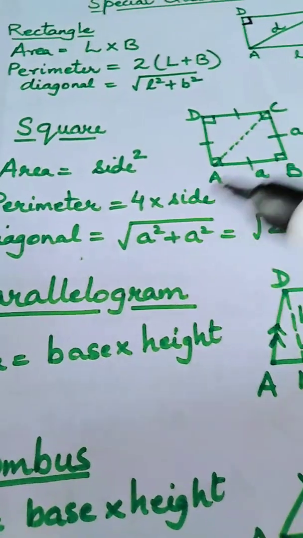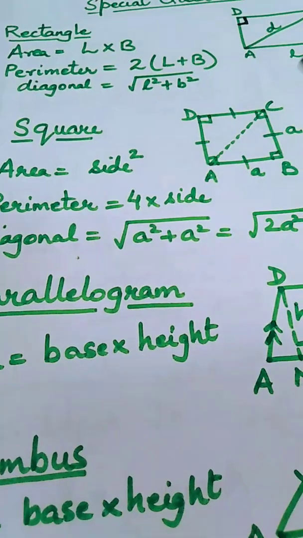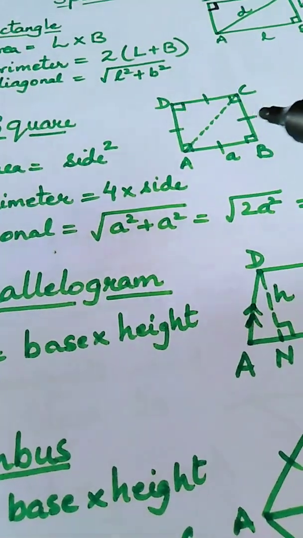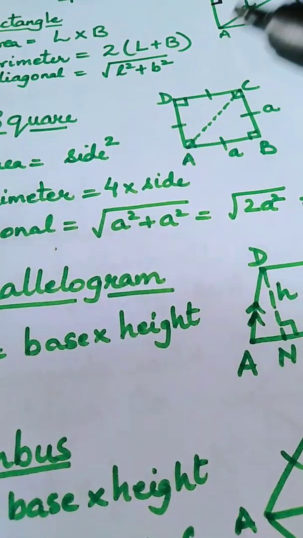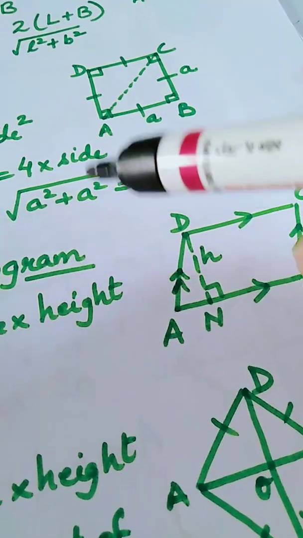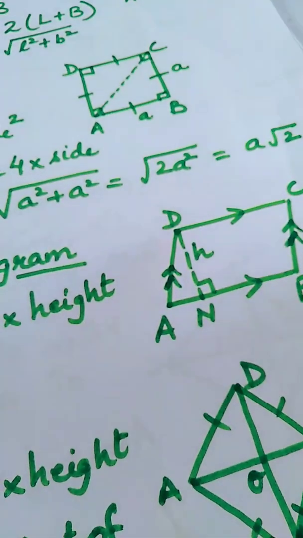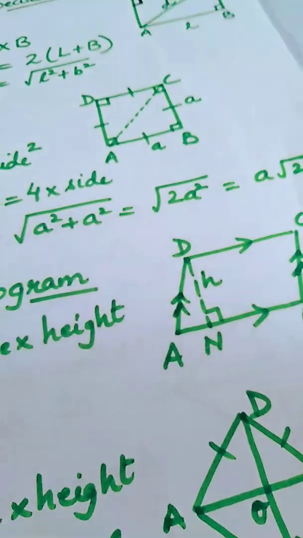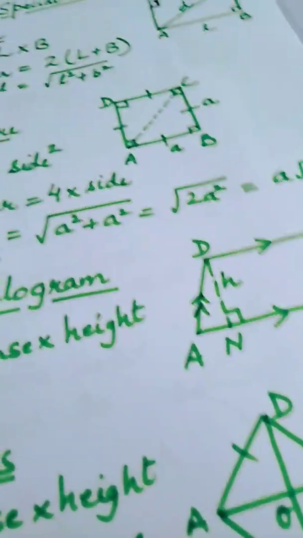When we come to the perimeter, it is the sum of all sides, that is, all sides are equal to A, so 4 into side, or 4A. Coming to the diagonal, again apply Pythagoras theorem and you get A square plus A square is AC square. So AC is equal to under root 2A square, and if you take A square out of the root sign, you get A root 2 as the length of the diagonal of a square. If the side of a square is 3 centimeters, then 3 root 2 will be the length of its diagonal. It should come automatically now.